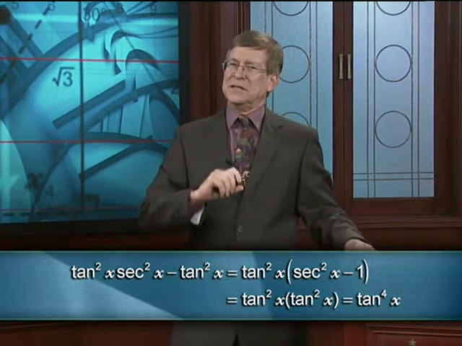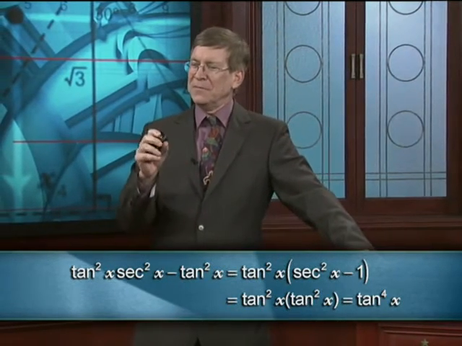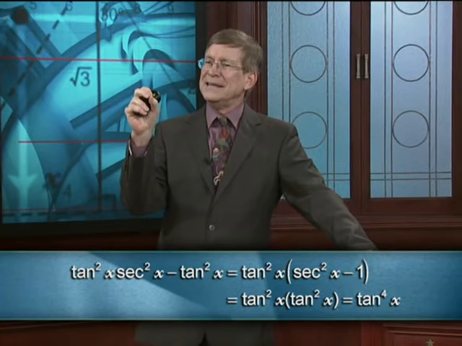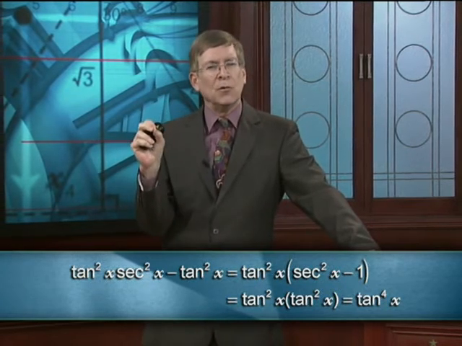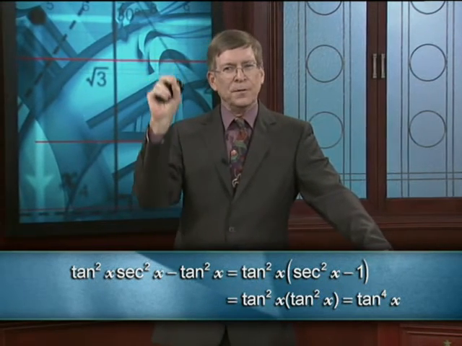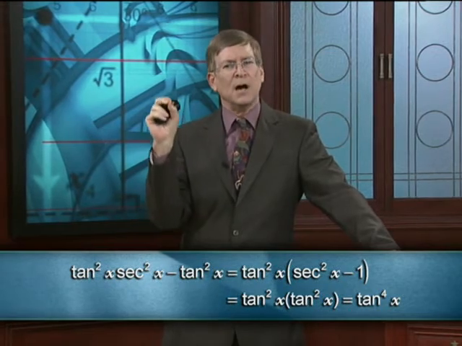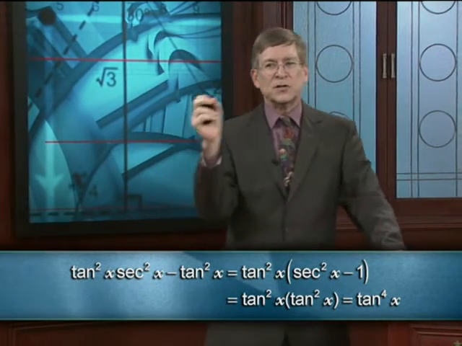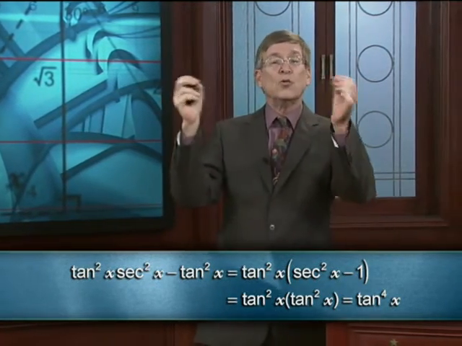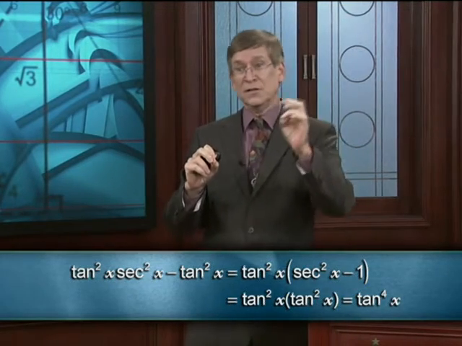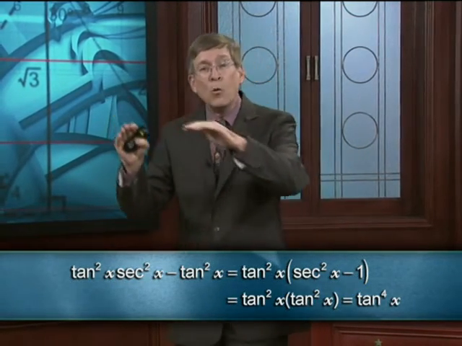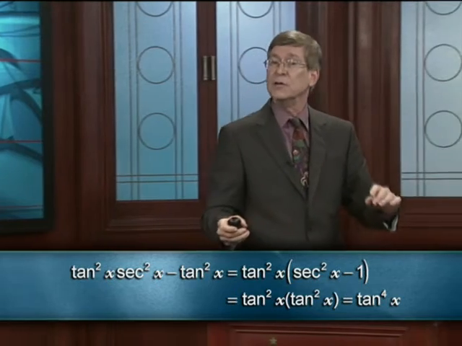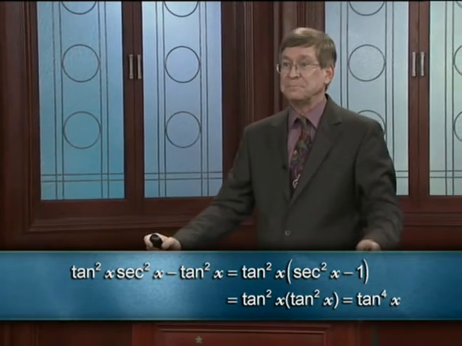Now, why was this in a calculus book? Well, again, this is this idea of reducing a power. Tangent to the fourth, that's a high power. 4 is a high power. And we've expressed that using just squares. Tangent squared, secant squared. That power reduction skill comes into play in calculus courses.